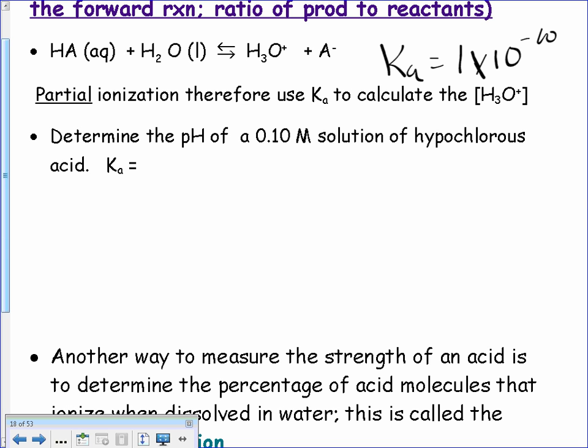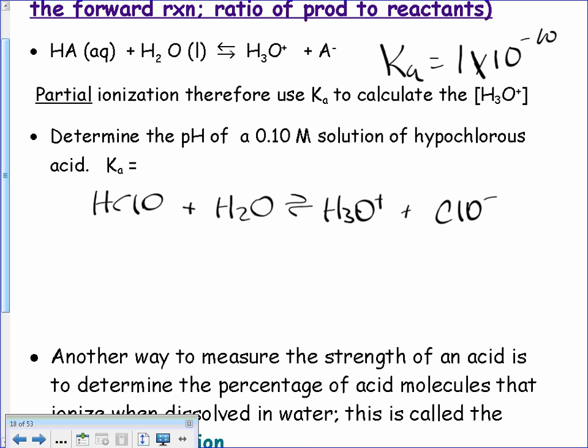So let's write the ionization of hypochlorous acid. What is hypochlorous acid? HClO. And when it reacts with water, what does it make? Okay, so this is a weak acid. Why? It's not one of our 6, right?